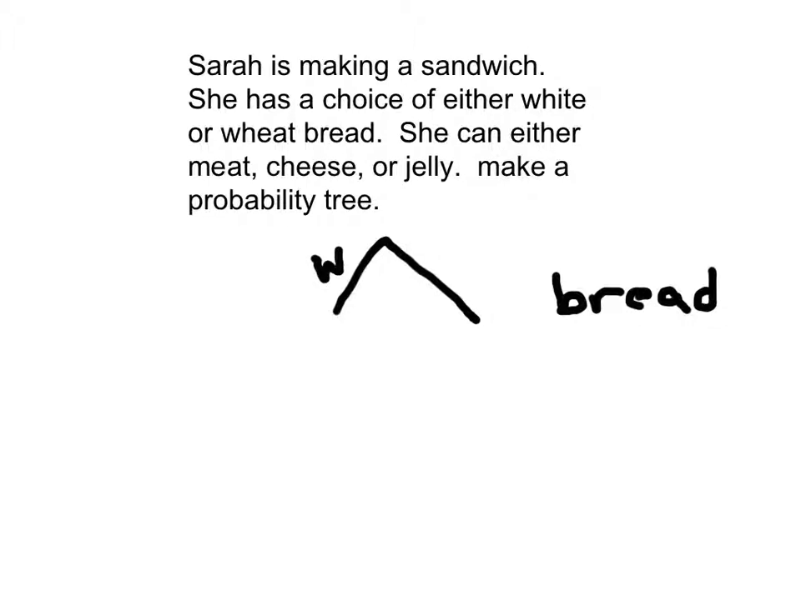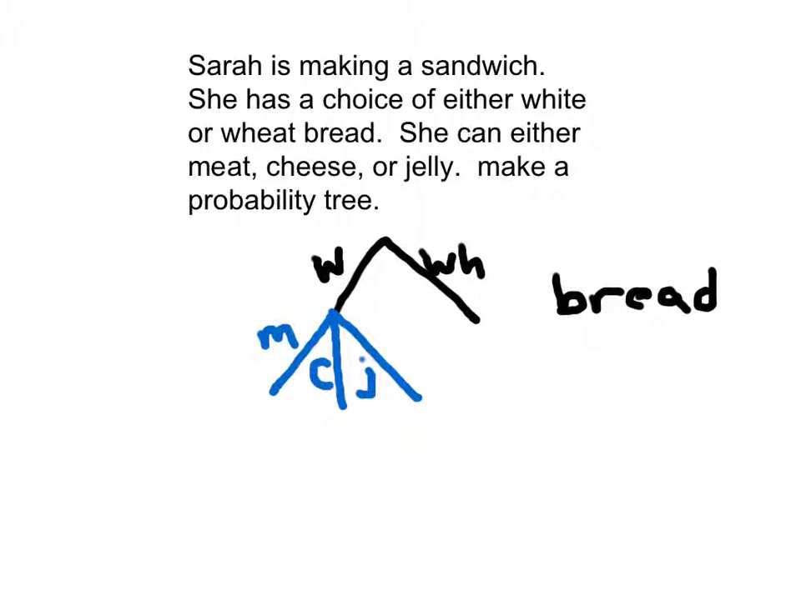We'll go W for white and WH for wheat. Then she can either choose meat, cheese, or jelly. If she chose white bread, what could she choose at this point? It says meat, cheese, or jelly. So in this case, for meat, cheese, or jelly, there's going to be 3 branches that will go from here to show meat, cheese, or jelly.